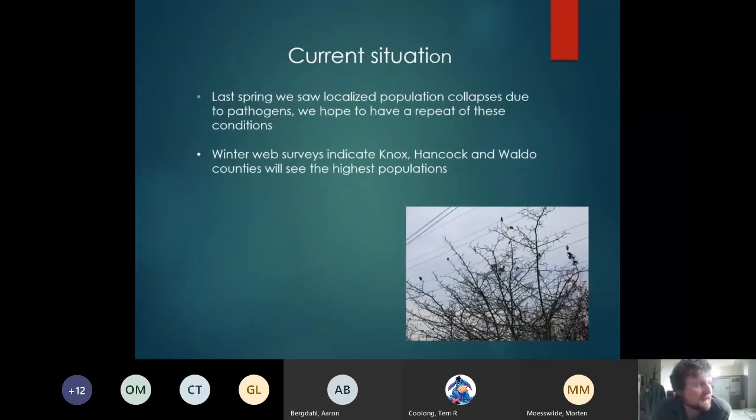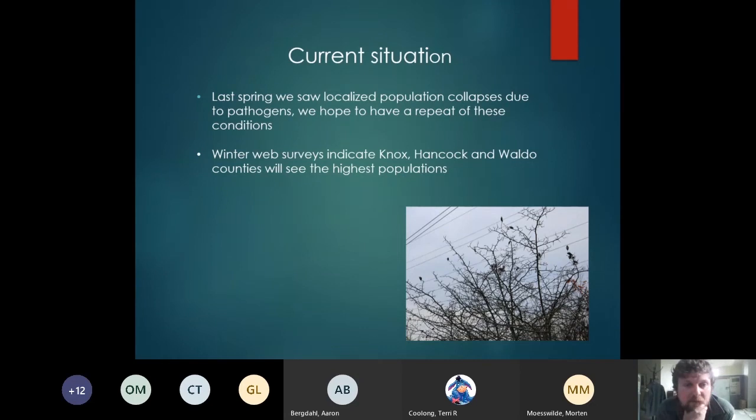So the current situation in Maine: last year, as many of you remember, we did have a very cool, wet spring, especially in May and June. And we did see a lot of localized population collapses due to those pathogens, specifically Entomophaga aulicae, that fungus that attacks browntail. And we're hoping that there's a repeat of those conditions, especially in May and June. Those are sort of the key months.